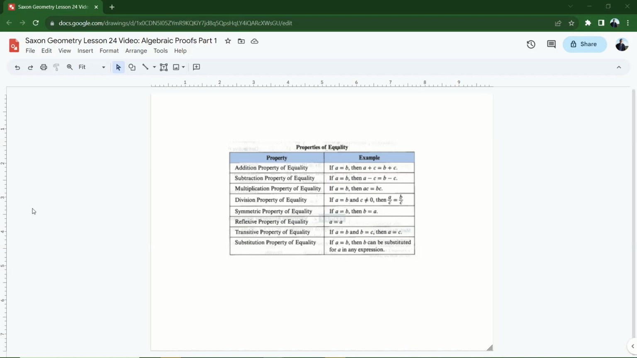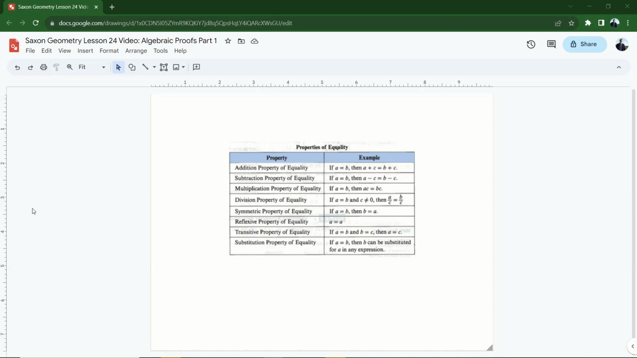Now, the addition and subtraction properties are unique because you only have to do them once to both sides. If I'm adding c to the left, I just add c to the right. It's not like I add c to every term. I just have to add c once on the left, once on the right. Subtract c once on the left, once on the right.